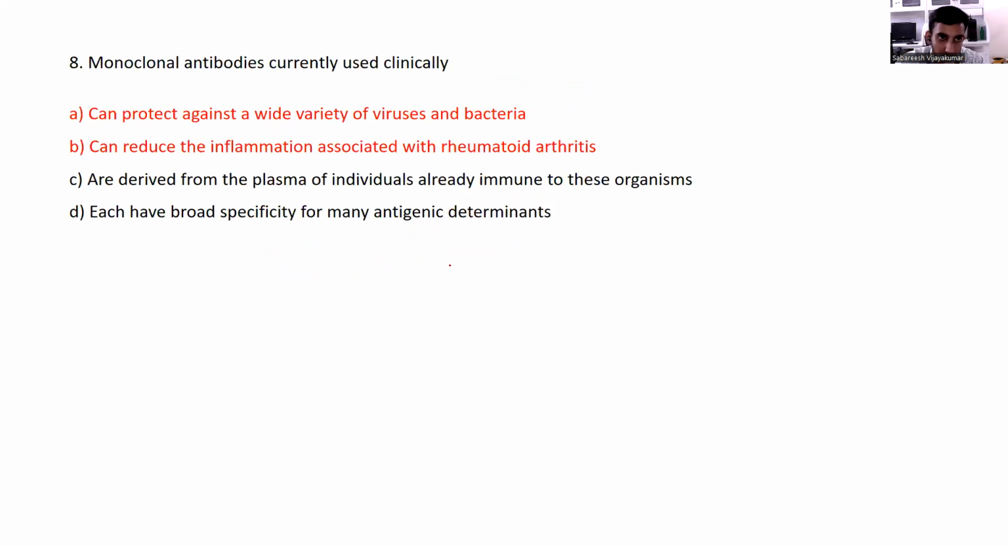So next question. Monoclonal antibodies currently used clinically. What is the function of the monoclonal antibodies? That's the question. Four options are there. Can protect against a wide variety of viruses and bacteria. Yes, so clonal is actually due to the cloning or the specific synthesis of the antibody. So option B is correct.